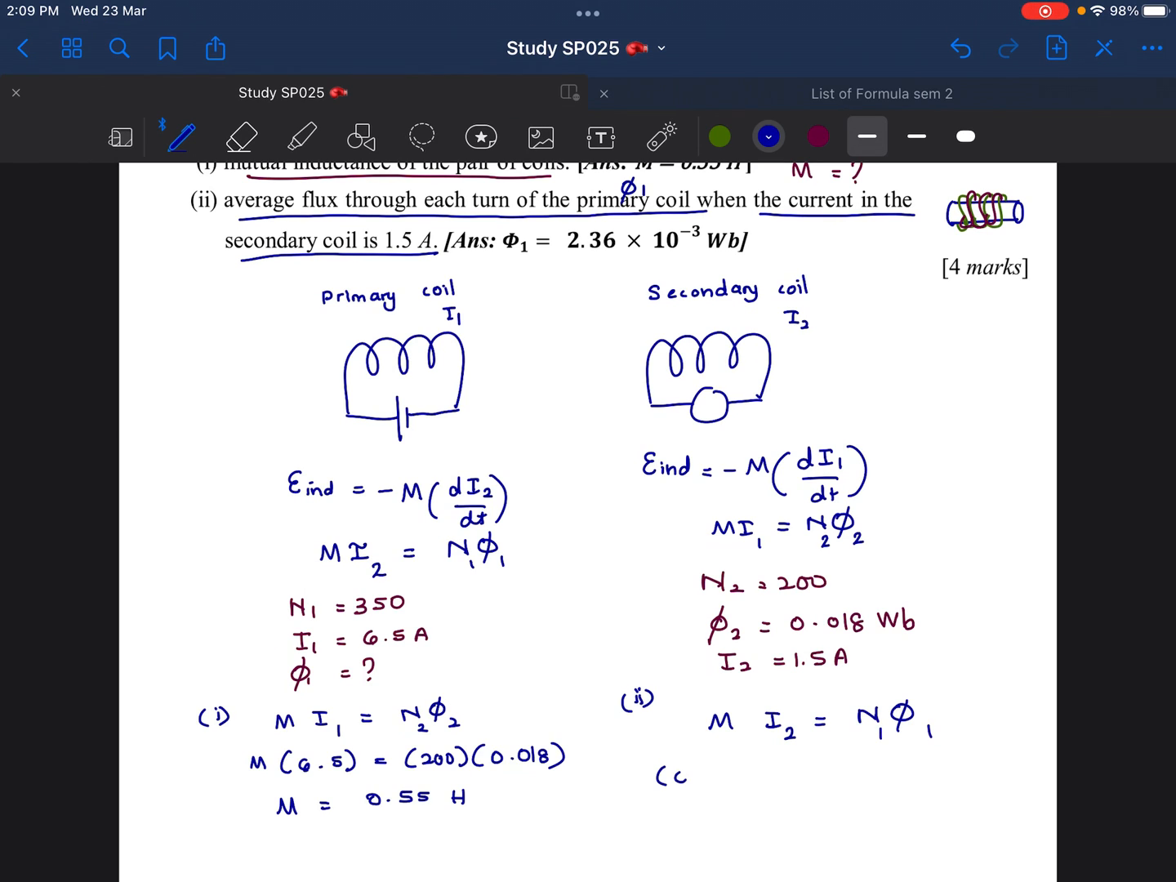So this one you just put M I = N phi. M is 0.55, I2 is 1.5, and then this one will be 350, and then magnetic flux 1. You press the calculator and I think you get your magnetic flux 1 to be 2.36 times 10 to the power of -3 Weber. Okay, thank you.